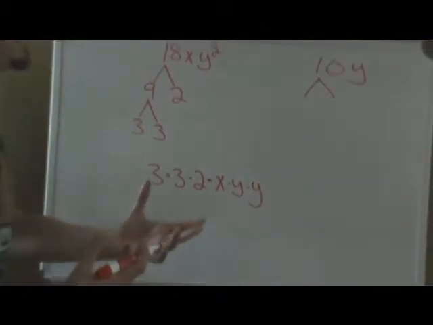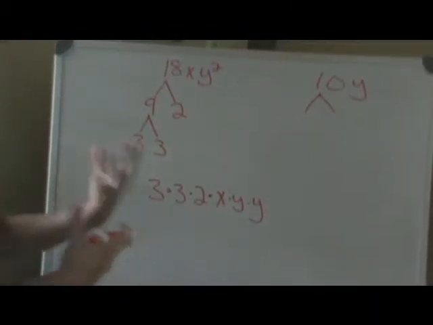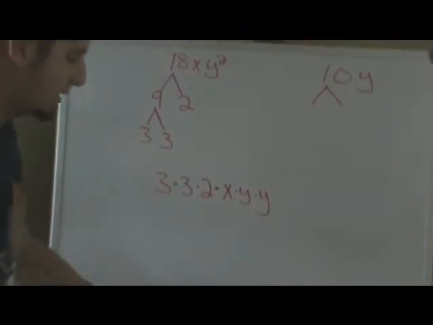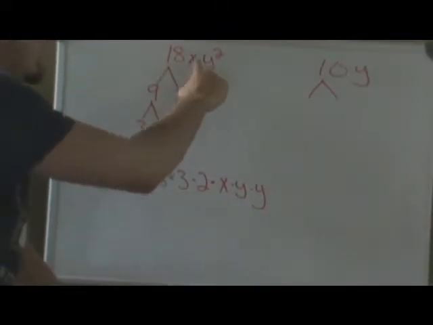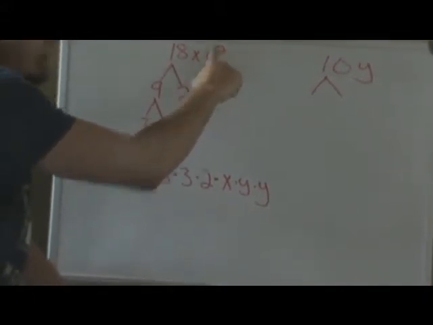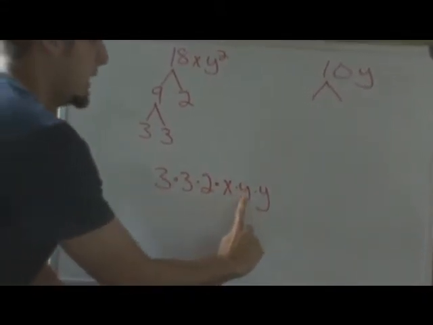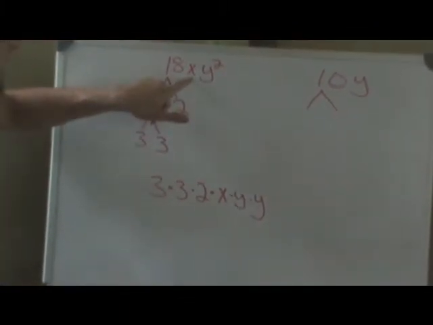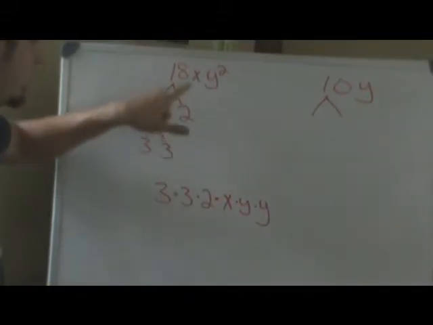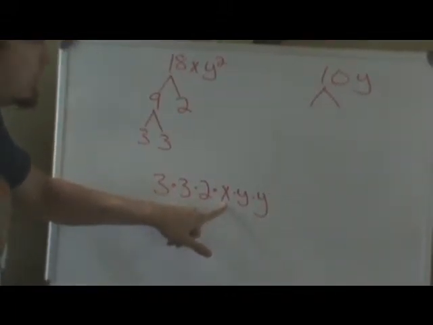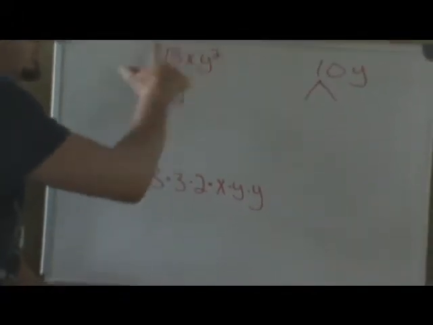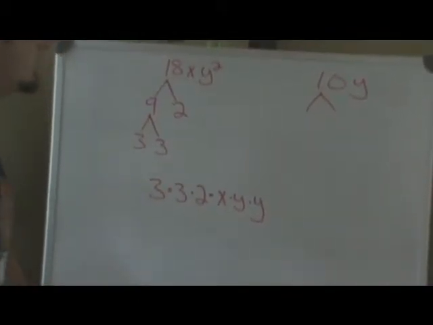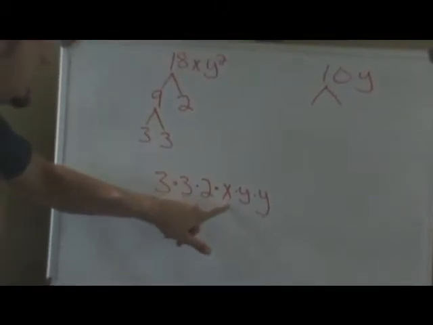The only difference here is I've written out the variables that are being multiplied as well, because if you recall correctly, this means 18 times x times y squared. And y squared actually means y times y. It means you're multiplying two y's together. Now, I can't find the prime factorization of a number I don't know, so if it's just an x, I write an x down. I know that x is a factor of this monomial up here. I don't know if it's a prime factor, but I do know it's a factor, so I'm going to write it down as that.